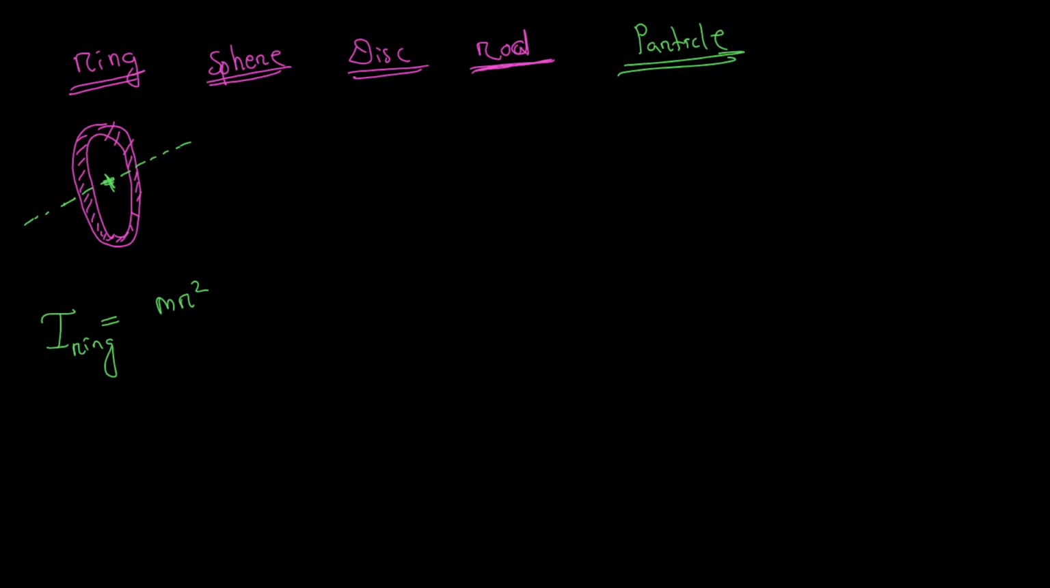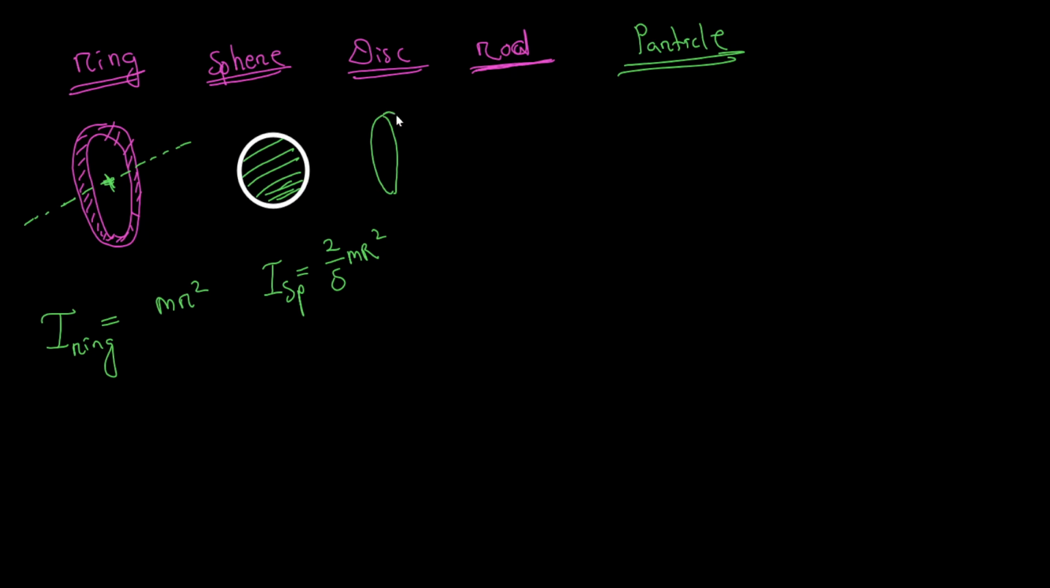Here I am taking another figure, that is a sphere. Suppose this is a sphere. So for the sphere, I sphere is nothing but, you should remember, 2 by 5 mr square. How is it calculated? By integration. We will take a strip, then we will integrate over there.